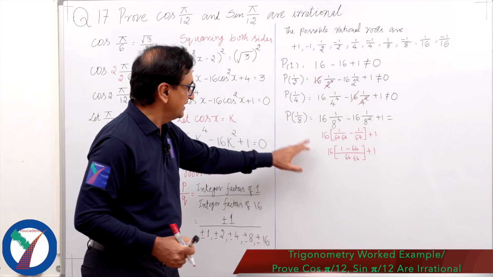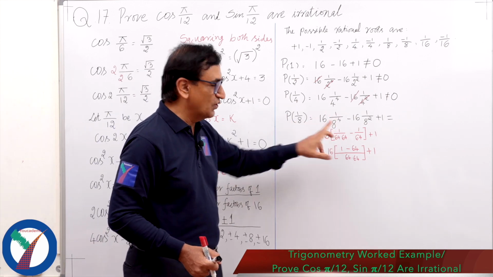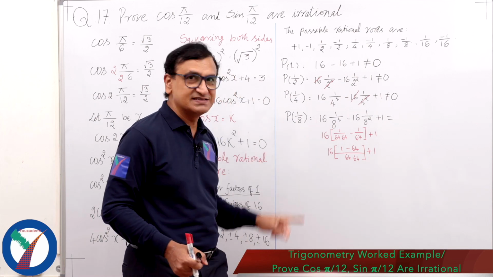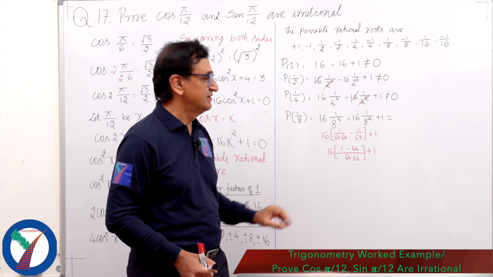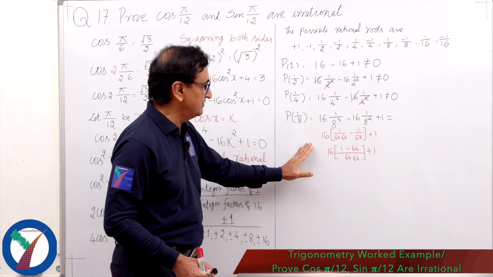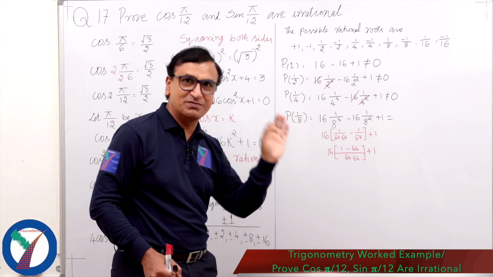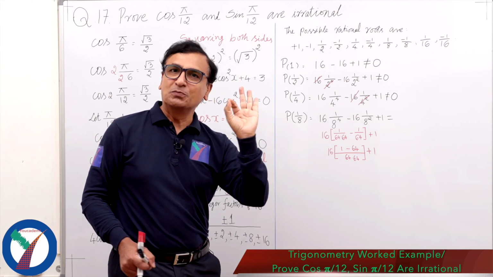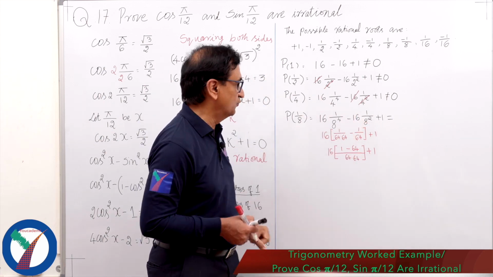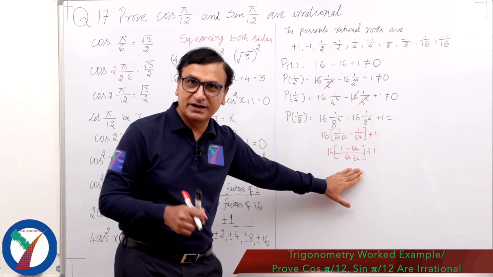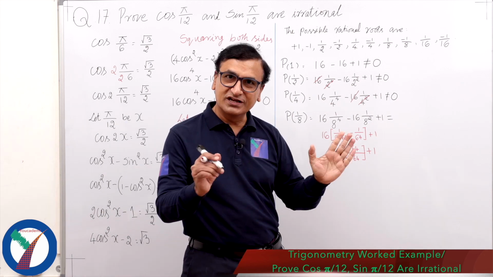Okay, so when you apply 1 divided by 8, you have 16 multiplied by (1 divided by 8) power 4 minus 16 multiplied by (1 divided by 8) square plus 1. I have factored out 16 here. So (1 divided by 8) power 4 can be written as 8 square multiplied by 8 square, that is 64 multiplied by 64, minus 1 divided by 8 square, 64 plus 1, with 64 multiplied by 64 as the common denominator. You have 1 minus 64, not equal to 0.